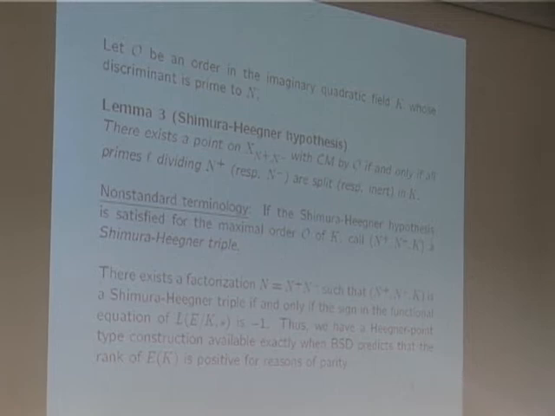Then there exists a factorization N equals N+ N- such that (N+, N-, K) is a Shimura-Heegner triple exactly when the sign in the functional equation of the L-function of E over K is minus 1. And what this really says is that we have a Heegner point type construction, a systematic construction of algebraic points over class fields of these imaginary quadratic fields, exactly when the BSD conjecture predicts that the rank of E(K) should be positive for some systematic reason. Systematic positive rank, systematic Heegner point construction.